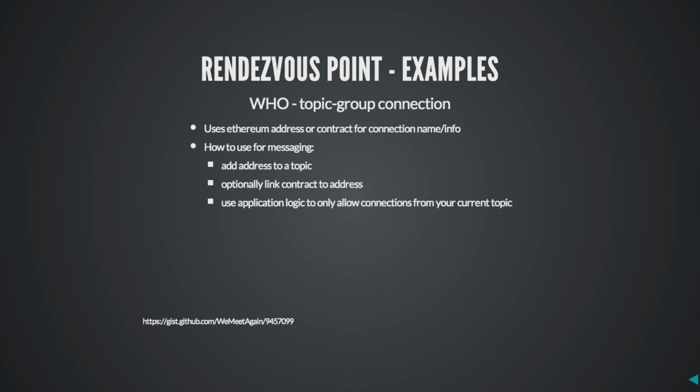So we would add our address to the topic we want to subscribe to. We would query those peers in that list, and then we would do whatever communication we were doing. And so the app logic just needs to make sure to only allow those peers in that list.